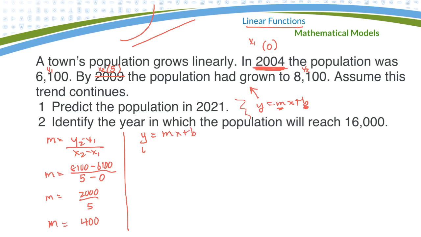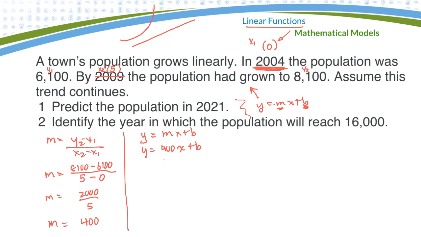So I know my m. M is 400. But now, since I know one of the points, or a point that's on that line, I can plug that in for my x and my y value and solve for b. And really this one, hopefully you can see already that that one's b, but let's use that one.